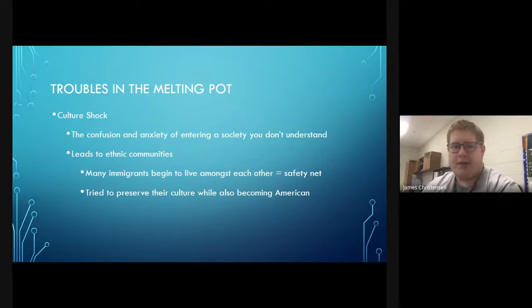Now, there were some troubles here in the melting pot, one of the biggest ones being that of culture shock. Now, this is the confusion and anxiety of entering a society you don't understand. This led to a lot of ethnic communities being established, places like Chinatown, Little Italy, Little Havana, like those sorts of places that we think about that were built for many immigrants to live amongst each other in a sort of safety net in their own culture. And they tried to preserve their culture while also becoming American. They were still able to practice what they had always done, but they were also able to participate in American society.